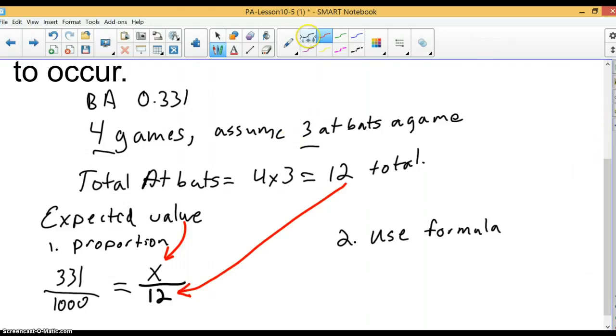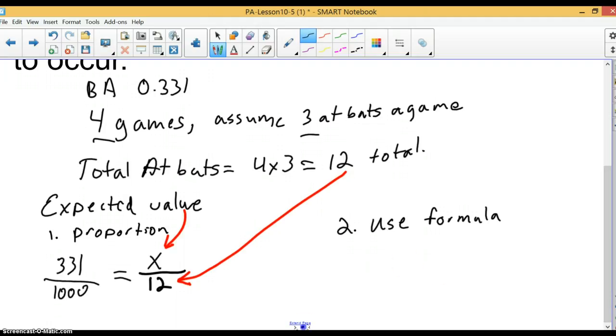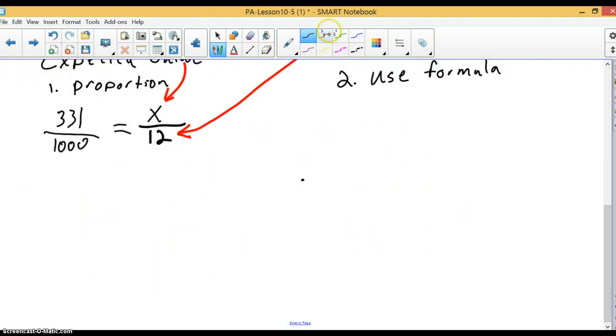So in solving this, we want to get x by itself. So we multiply both sides by 12. Because we do it on one side, we have to do it on the other. So we multiply everything out. So we have 331 times 12.